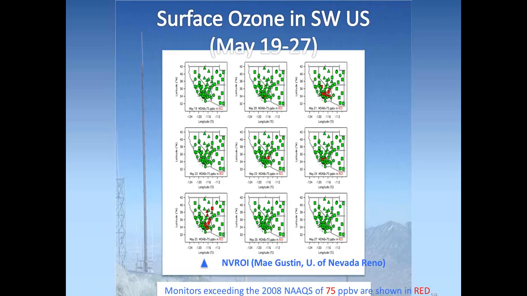The next slide shows the same thing, but what would happen if the standard had been lowered to 65? And 70, where we ended up, would be somewhere in between. Not only do you have a lot of exceedances that you might call exceptional events on two of those days, but the high average background associated with those intrusions being spread out over a large area actually made it so there were 9 consecutive days here where ozone would have exceeded the 65 parts per billion standard. And I'll stop here, and we're happy to answer any questions.